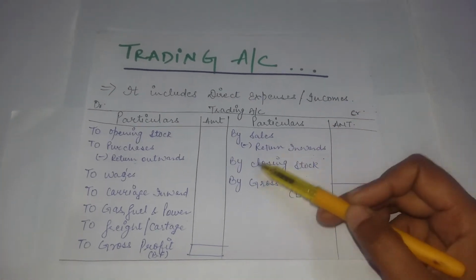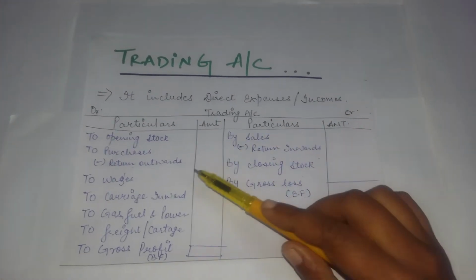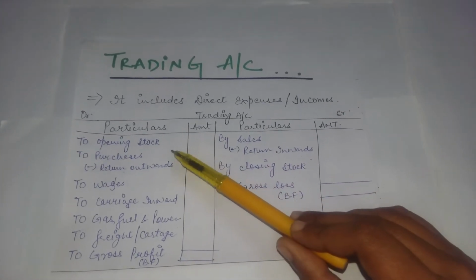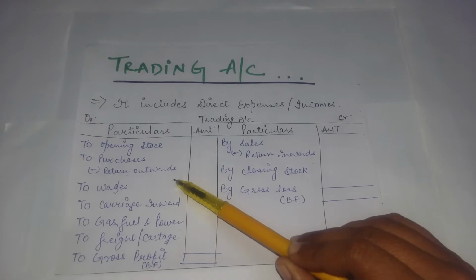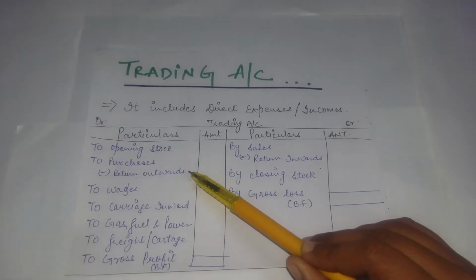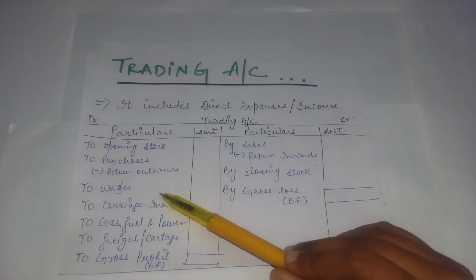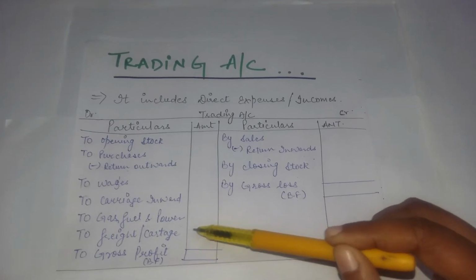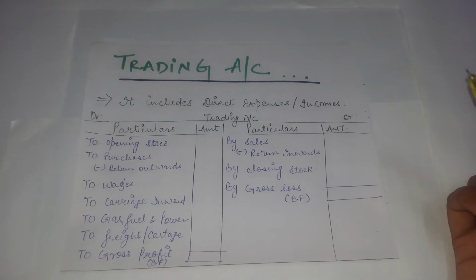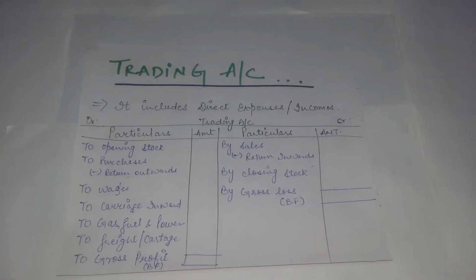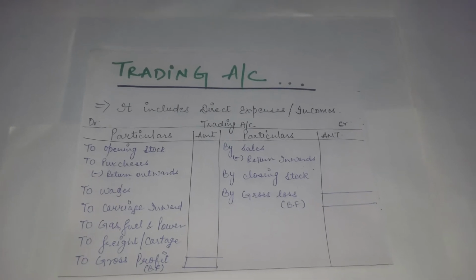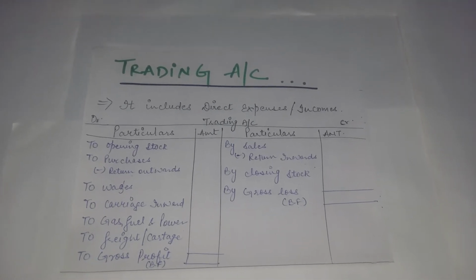So here is this specimen. We have the debit side and we have the credit side. On the debit side we have opening stock, purchases minus return outwards. Return outward here means purchases return, wages, carriage inward, gas, fuel, power, freight, cartage, etc. You can include import duty, dock clearing charges, factory expenses, manufacturing expenses, etc.